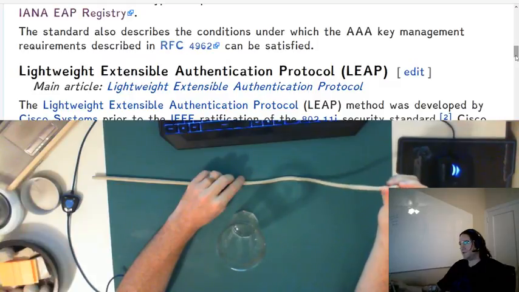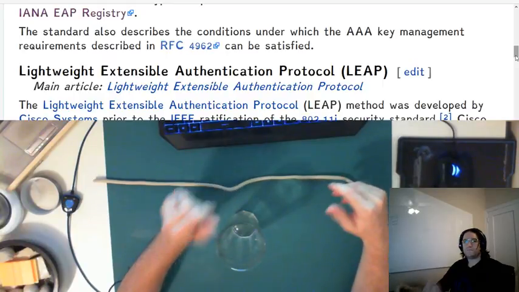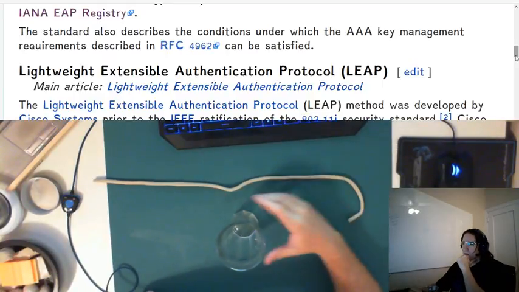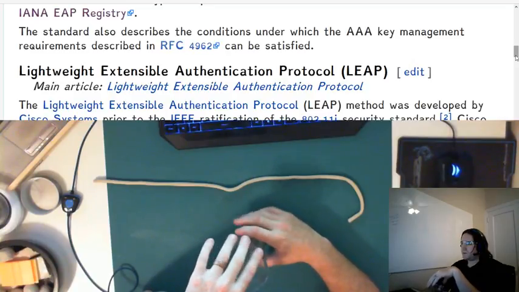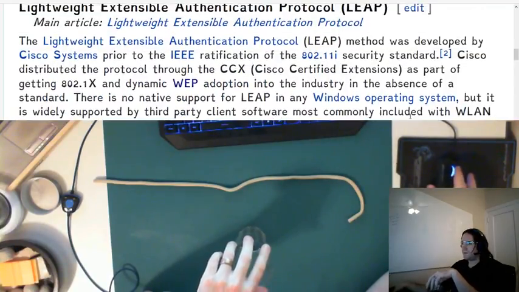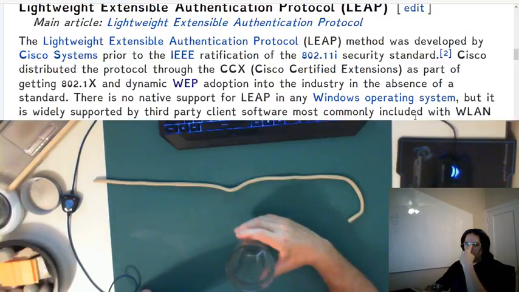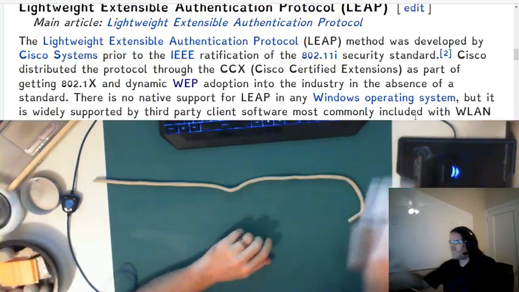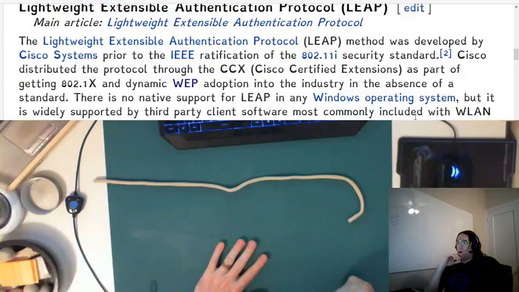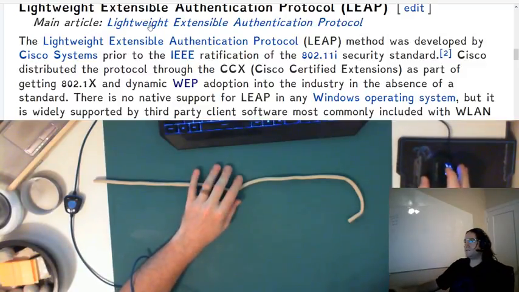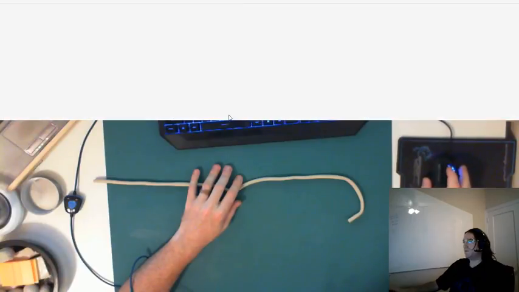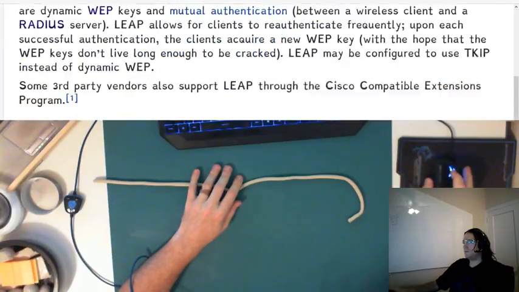Lightweight Extensible Authentication Protocol, LEAP. How big is this? Okay, I can get through this. The Lightweight Extensible Authentication Protocol method. Why is this linked? But we're talking about it.